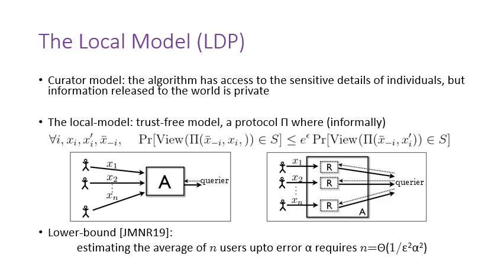And a canonical lower bound, again, a long series of work culminating in the work of Duchi et al., is that to estimate the average of n users up to alpha, namely each user holds some number between 0 and 1, and we want to estimate the average up to some error alpha, this requires us to have at least 1 over epsilon squared alpha squared many examples.